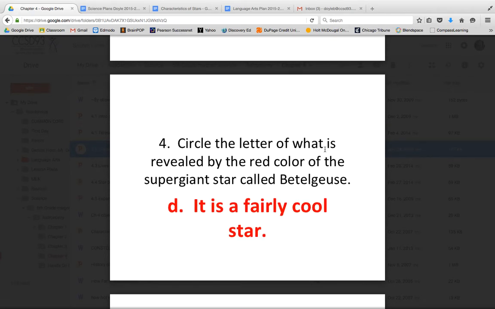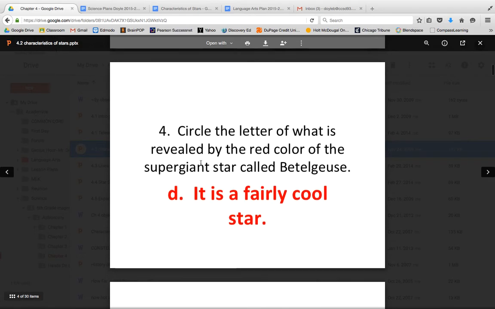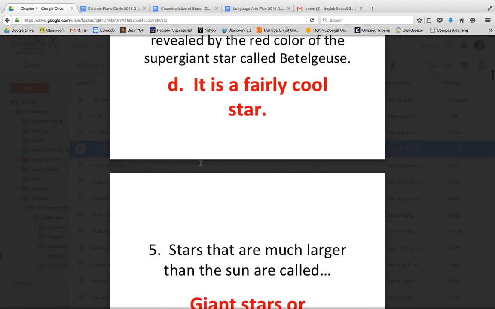Red color of the supergiant called, I don't know if it's pronounced Betelgeuse. I like to pronounce it Beetlejuice because I like that movie. But maybe it's Betelgeuse? I don't know. I'm calling it Betelgeuse. It's a fairly cool star because it's only red in color. The hotter stars are going to be white or blue.